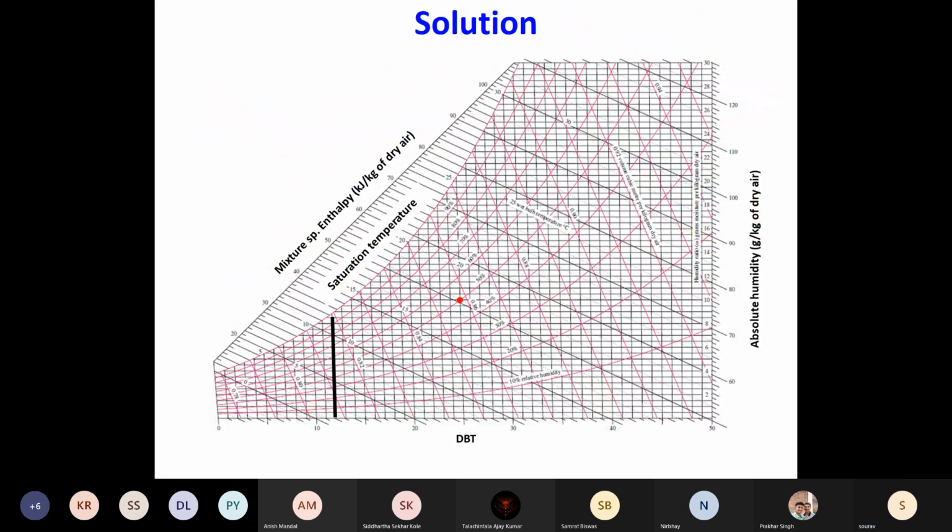So the first thing is always mark all the state points in your psychrometric chart. So I is given. Then your O is also given. O is given in a different manner, 42 degree DBT and 28 degree WBT. You have to mark these two lines and the intersection point is your state point O.